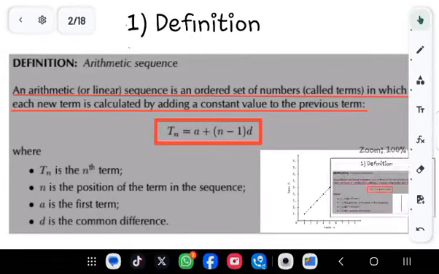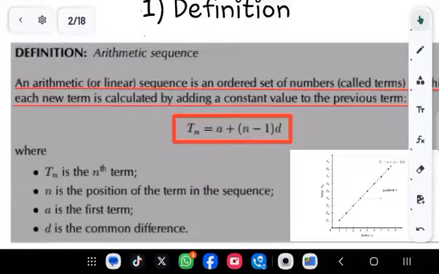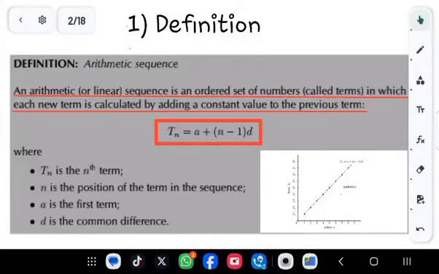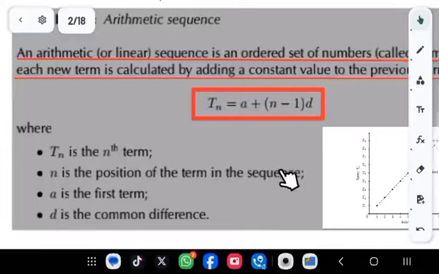Now here is the general term of an arithmetic sequence. The general term is Tn equals a plus (n minus 1) times d, where Tn is the nth term and n is the position of the term in the sequence.